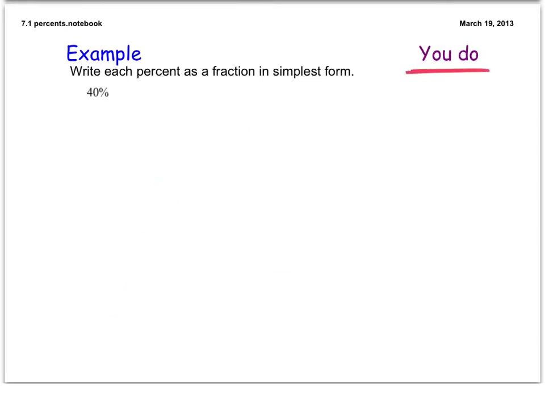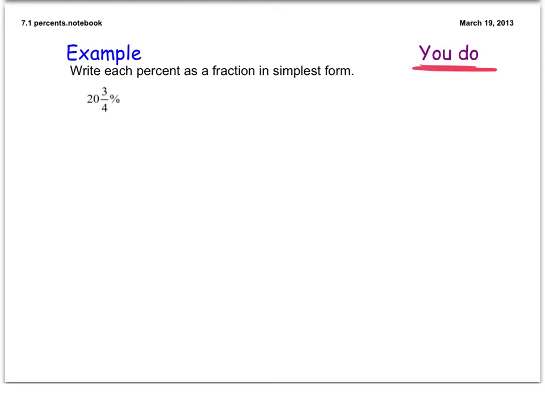All right, now you try this one. Do this one as best you can. Replay me when you're ready for the answer. So 40% is 40 over 100. We're going to reduce that, and 40% reduced is 2 over 5. All right, here is another you do. Try this one as best you can and replay me when you're ready for the answer.